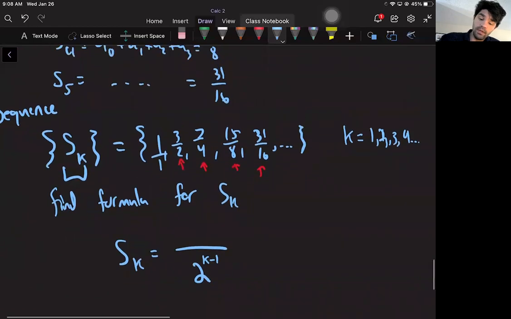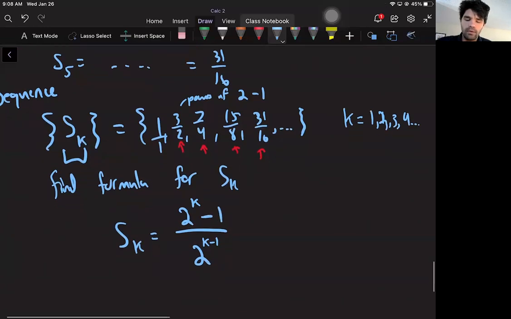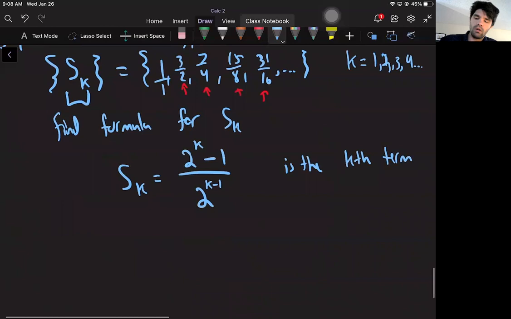And then on the top, these are just the same things, powers of 2, but minus 1, right? 3 is 4 minus 1, 7 is 8 minus 1, 15 is 16 minus 1. But it's always the next power of 2. So it's 2 to the K. And then you subtract 1 once you do the power, right? So that's the kth term, which, since I called these things partial sums, I'm going to call the kth partial sum.